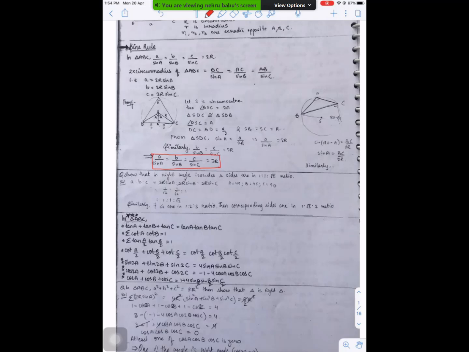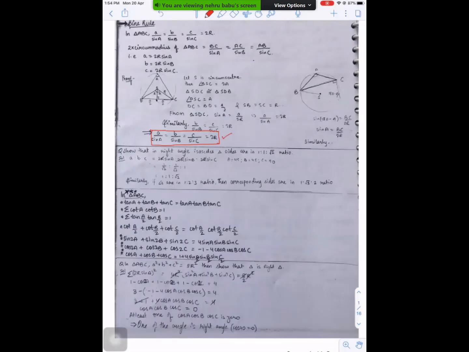I am not going for the proof. So this is the statement of the sine rule. With the help of this, you can say that in a right-angled isosceles triangle, the ratio of sides is 1:1:√2. In the same way, if angles are in the ratio 1:2:3, then sides are in the ratio 1:√3:2. Even this proof comes with the help of the sine rule only, because if angles are in 1:2:3 ratio, the angles are 30, 60, 90. So if you take the ratios of sin 30, sin 60, sin 90, you'll get 1:√3:2.